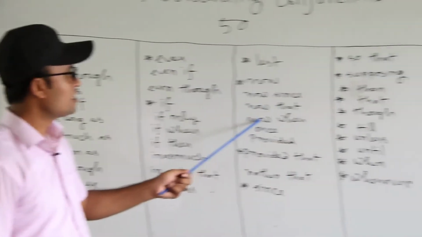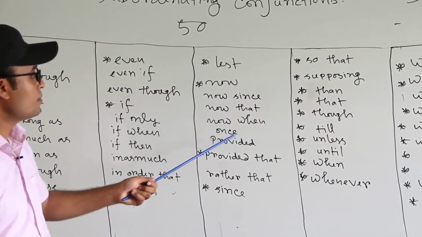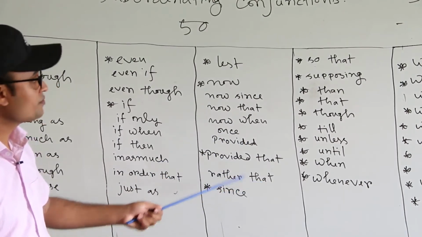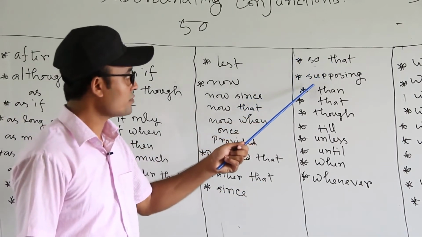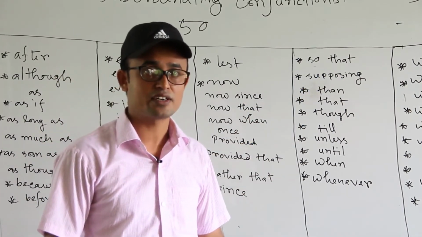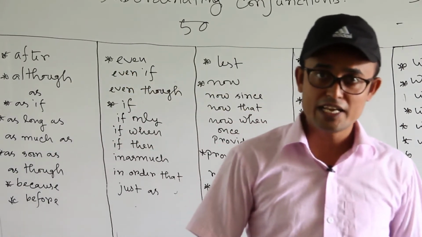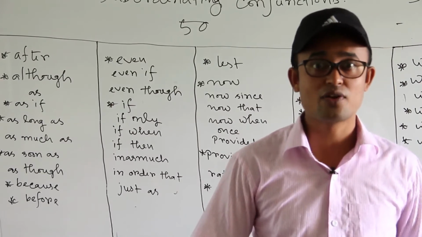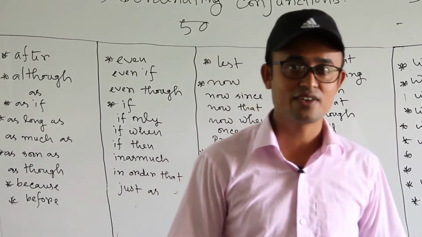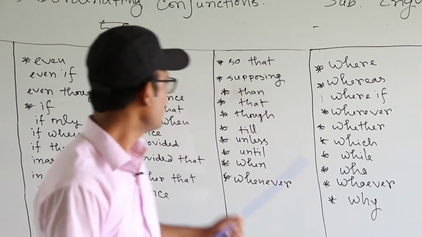Now since, now that, now when, once, provided that, rather than, since, so that. For this is also a very common subordinate clause marker in the complex sentence. That is, আমরা বলি যে সেলিম ভালোভাবে পড়াশোনা করে যাতে সে পরীক্ষায় গোল্ডেন এ প্লাস পায়. Selim reads attentively so that he can find golden A plus in his final exam.